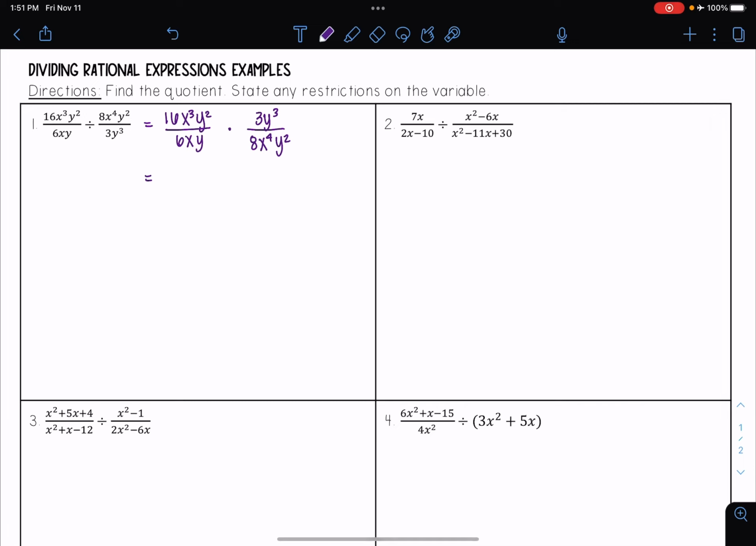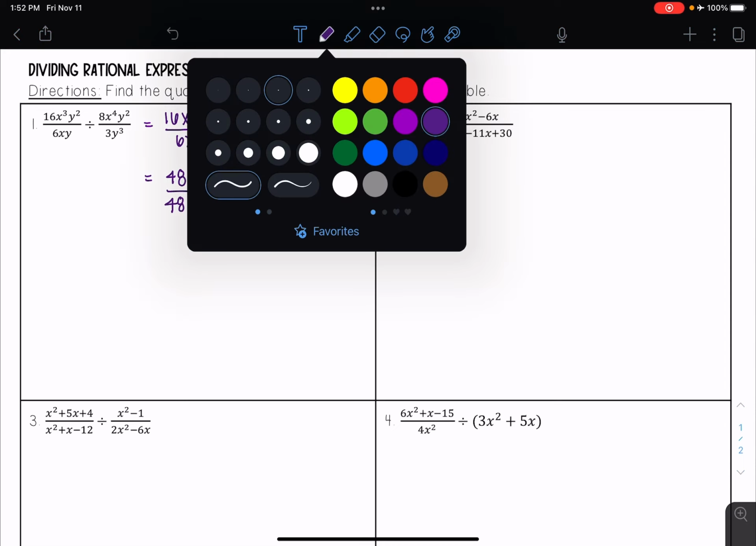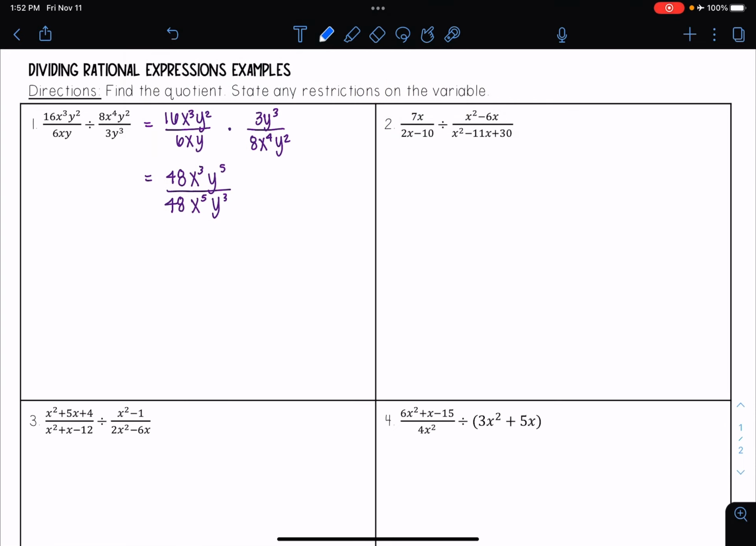So 16 times 3, I get 48. And then x cubed, y squared times y cubed, I get y to the fifth, since I add those exponents. 6 times 8, I get 48. x times x to the fourth, I get x to the fifth. And then y times y squared, I get y cubed. So looking at this, I immediately see I have a 48 on top and a 48 on bottom, so those cancel each other out.